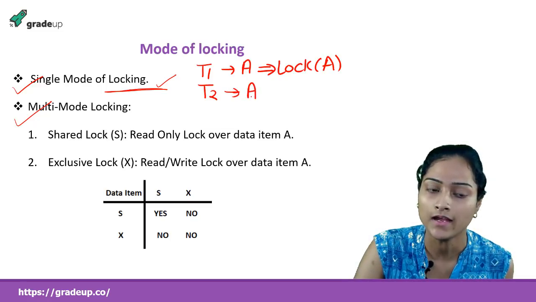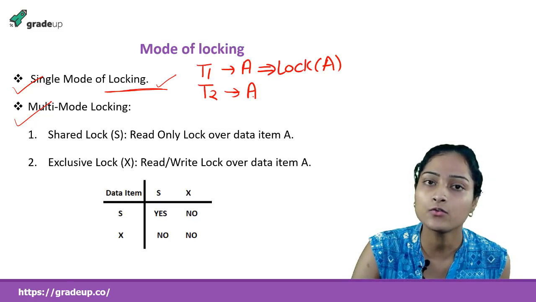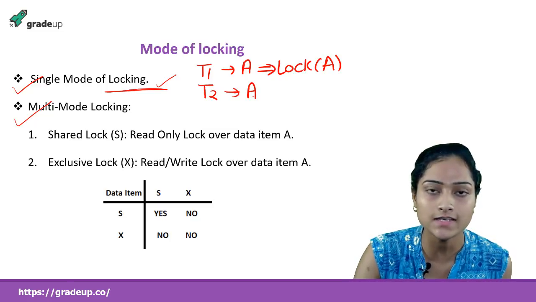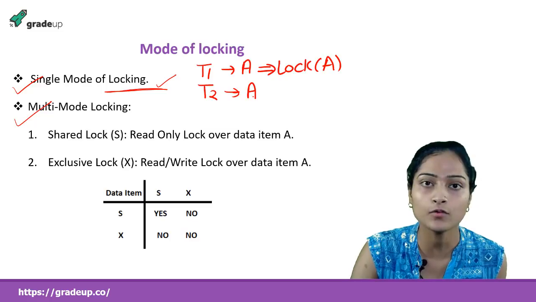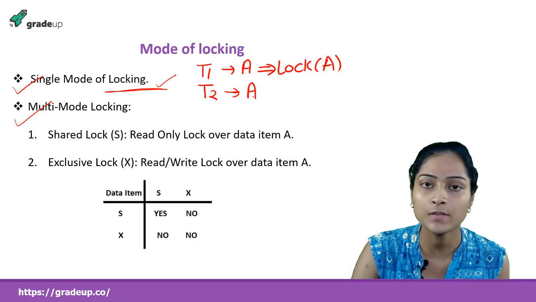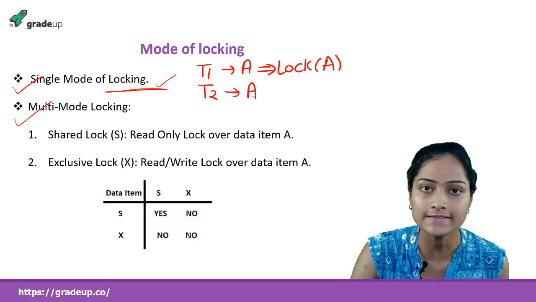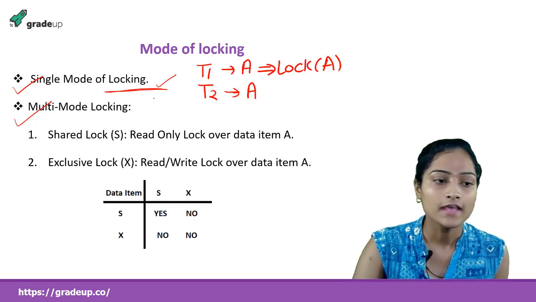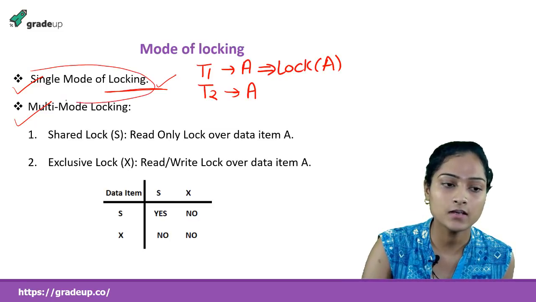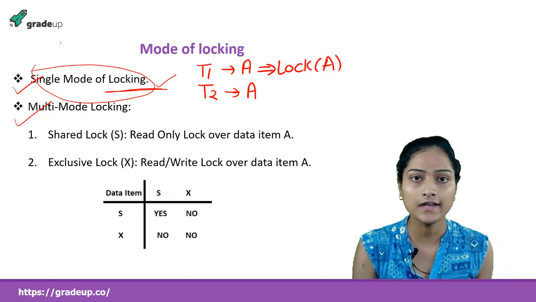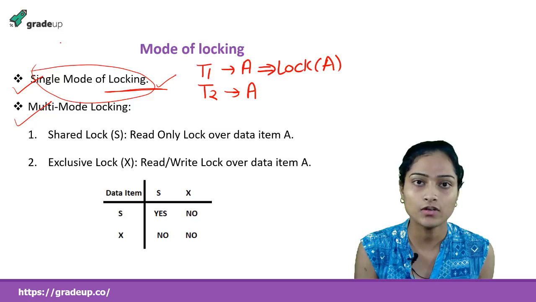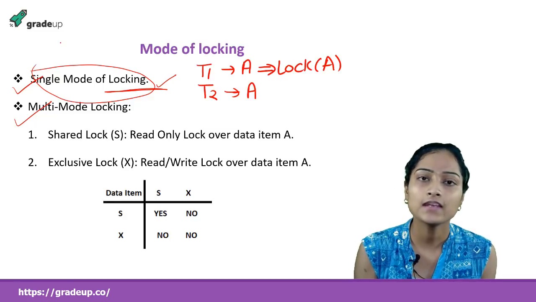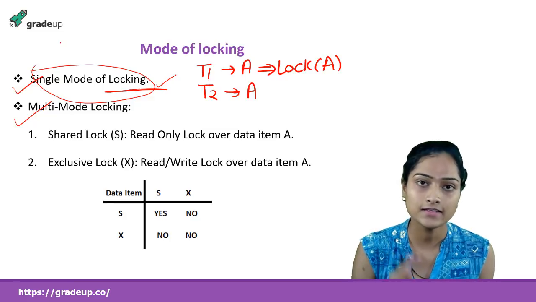Suppose a new transaction came, it just came into active state, and it is also willing to access this particular data item A. When this transaction T2 makes a request to our concurrency controller, it is going to deny the lock, because it cannot provide access to this data item as it is already locked and used by some other transaction. So this happens in our single mode of locking. If you want to read or write your data item, you request your concurrency controller. If that item is free, then you are allowed to access it, otherwise denied.